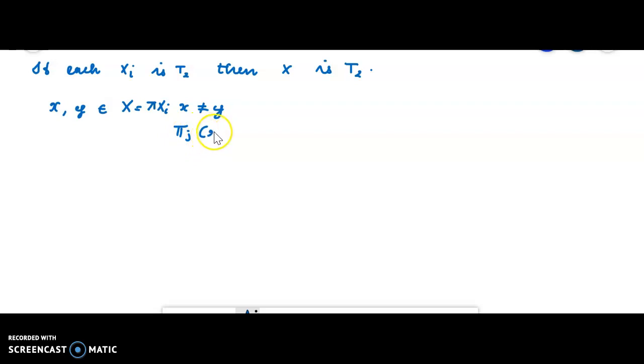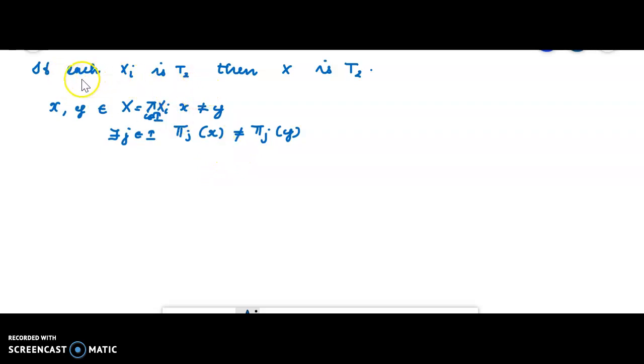So there is an index j in I such that pi j of x is not equal to pi j of y. X and y have several coordinates, and at least one of the corresponding coordinates of x and y is unequal. So x and y are unequal. X not equal to y means there exists j element of the index set I, for which we form the product, the product of Xi over i element of I, and at that index pi j of x is not equal to pi j of y.